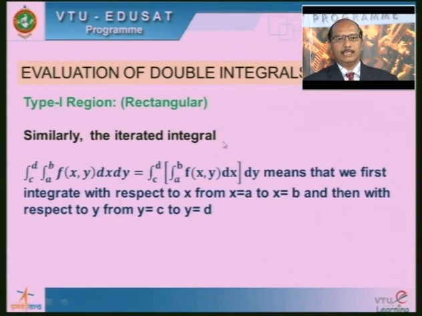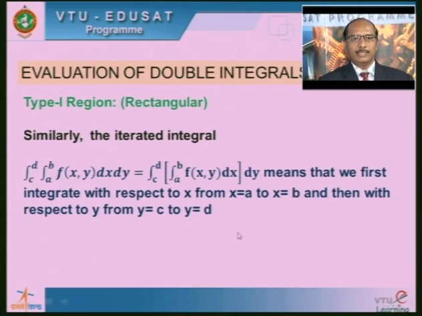Similarly, the iterated integral can be written in this way also. The same double integral is equal to, we have taken c to d as the outer limits and a to b f(x,y) dx, that is the inner integral. This means that we first integrate with respect to x from x equal to a to x equal to b. This becomes a function of y after the integration and substituting the limits, which is then integrated with respect to y using the limits y is equal to c to y is equal to d. The same integral can be written in either way.